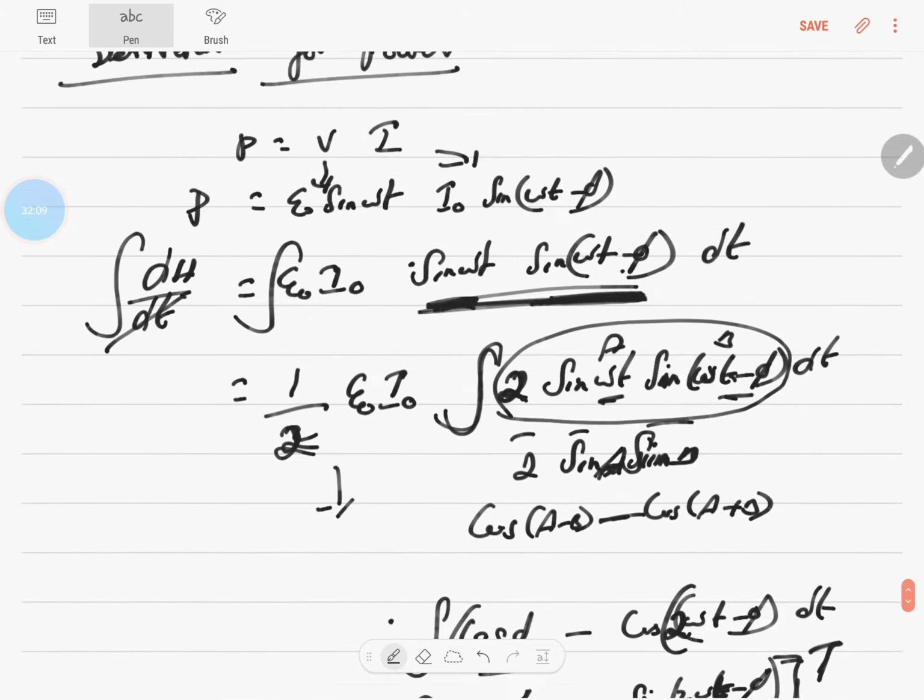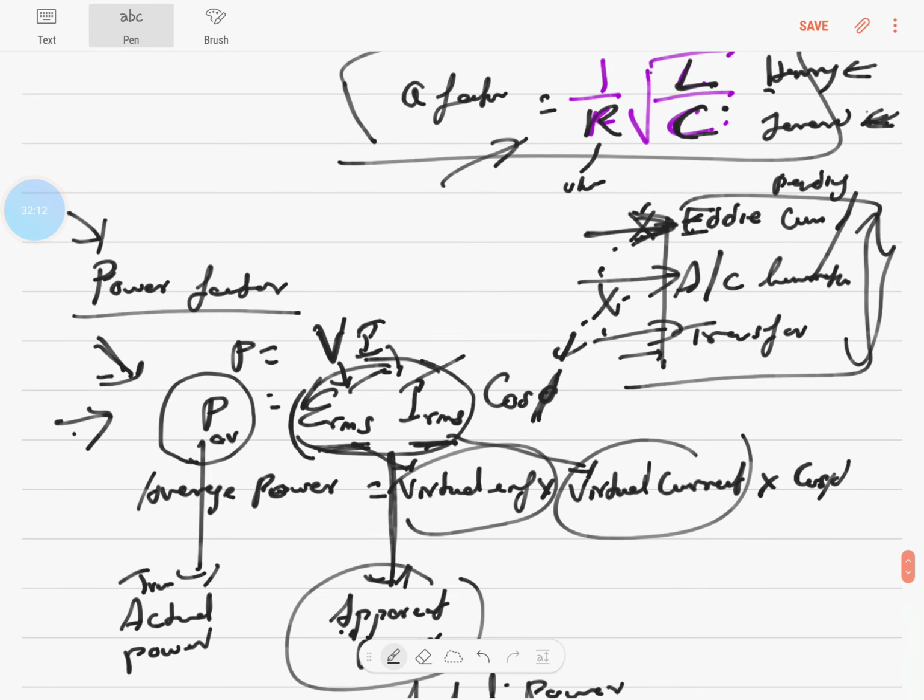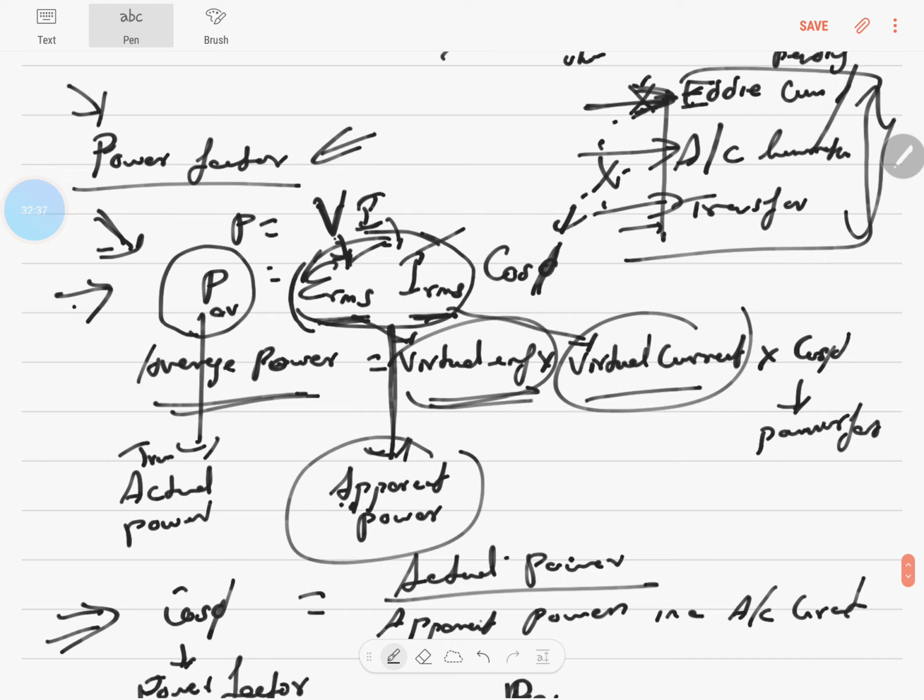So this is what I am putting in here, when I am calculating power factor, I am writing power as E RMS into I RMS into cos phi, with this P average. P average is equal to a virtual EMF, E RMS is also called virtual EMF, I RMS is a virtual current, into cos phi, where this cos phi is called the power factor. And when you multiply the virtual EMF and the virtual current, you get an apparent power.